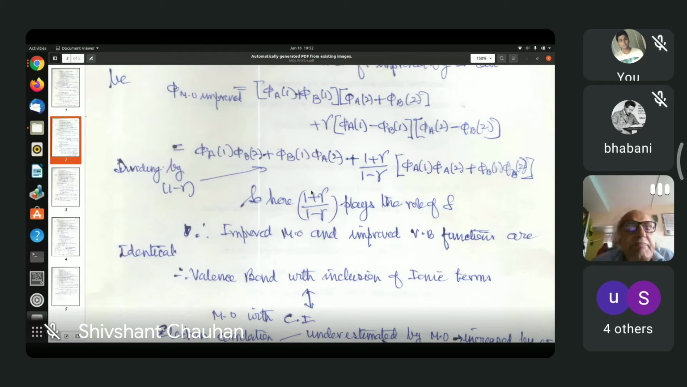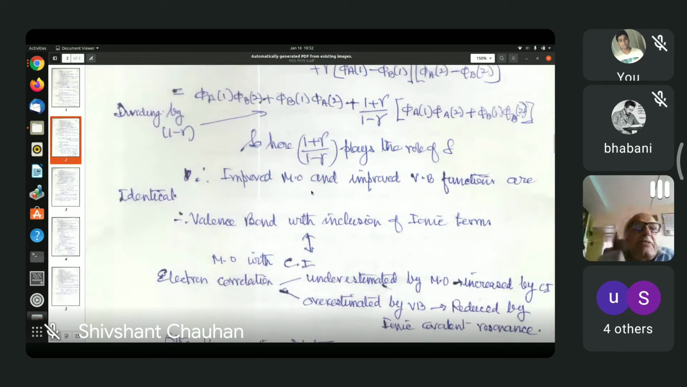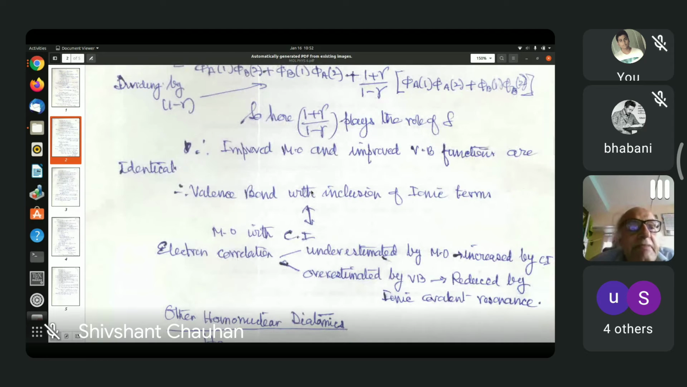In improved valence bond theory, we have taken the parameter delta for the ionic terms. So in the improved covalent theory also, where we use the configuration interaction, using the higher configuration, we'll get the same type of wave function. After all, here 1 plus gamma by 1 minus gamma, the original variational parameter, is somewhat modified to play the role of the actual variational parameter. So we see the improved molecular orbital wave function and the improved valence bond wave function. How do we improve the molecular orbital wave function? By introducing some ionic terms with a variational parameter.